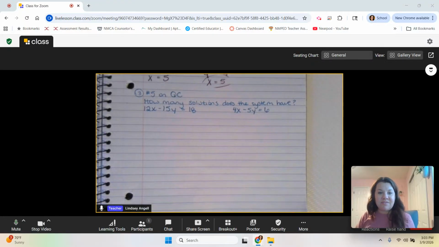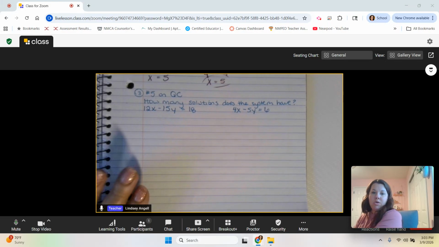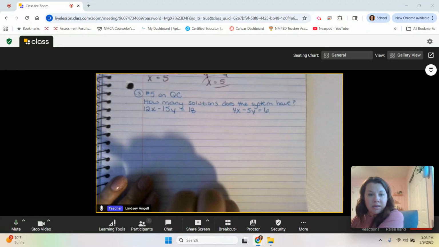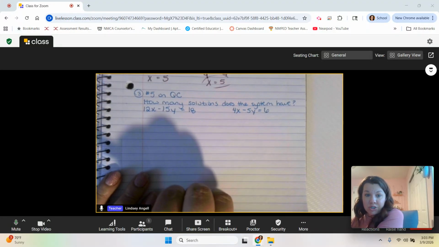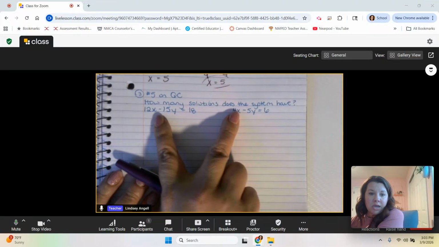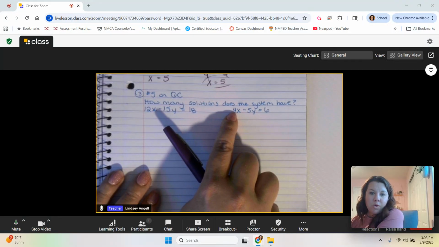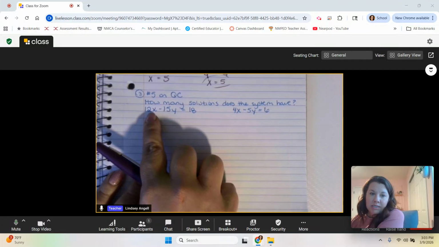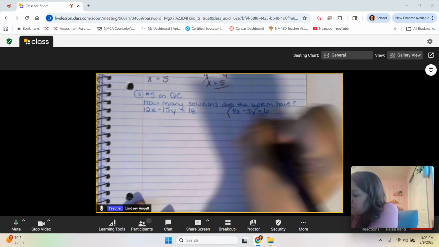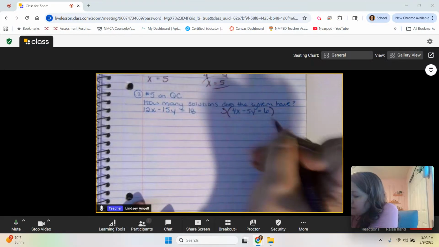Okay, last question for today. This is number 5 on your quick check. How many solutions does the system have? So let's see what happens. With this case, none of my coefficients match. So I'm going to focus on this. I notice that if I multiply 4 times 3, I get to 12. So I'm going to multiply this whole equation by 3.